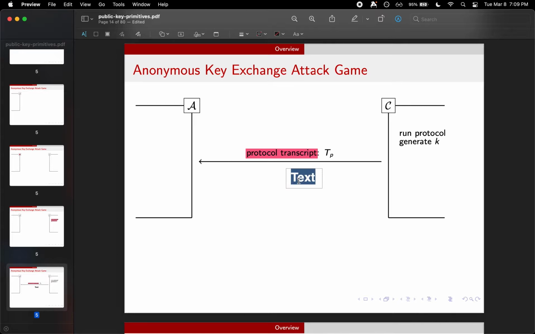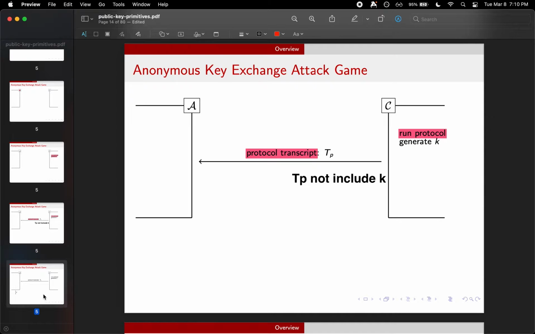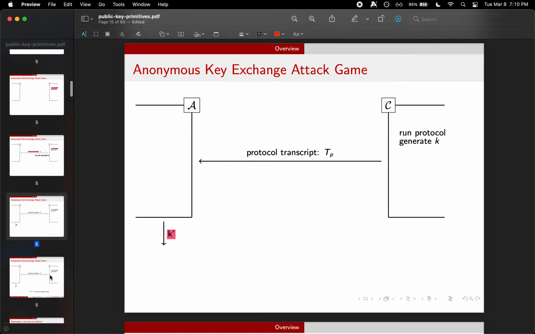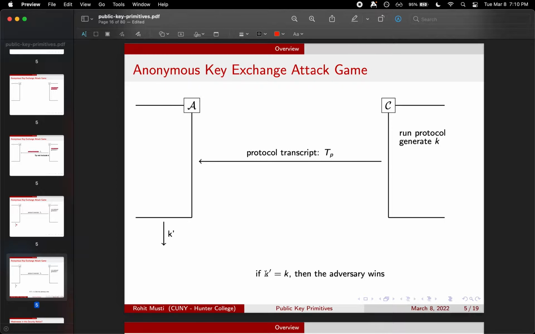So let's write that down. TP does not include K, just to remind us of that requirement. The protocol transcript is the messages that Alice and Bob sent one another during this hypothetical protocol. Then the adversary outputs a K prime. After reviewing the protocol, the adversary outputs a K prime. If K prime equals K, then the adversary wins.